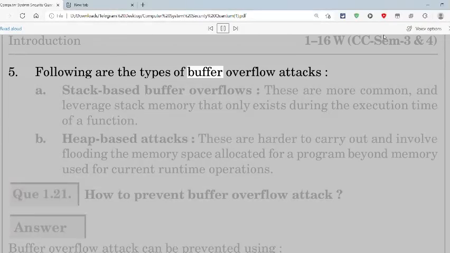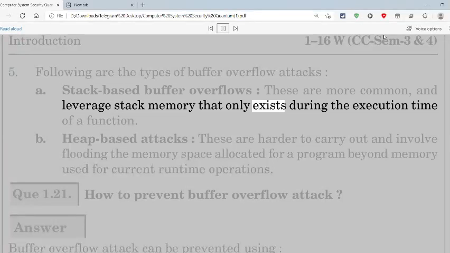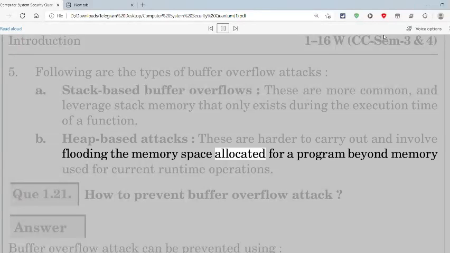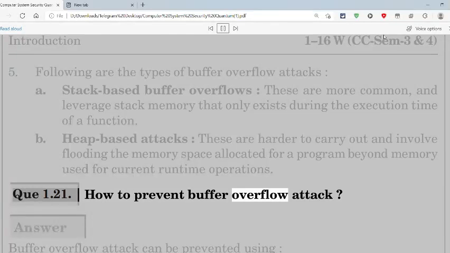5. Following are the types of buffer overflow attacks. A. Stack-based buffer overflows. These are more common and leverage stack memory that only exists during the execution time of a function. B. Heap-based attacks. These are harder to carry out and involve flooding the memory space allocated for a program beyond memory used for current runtime operations.